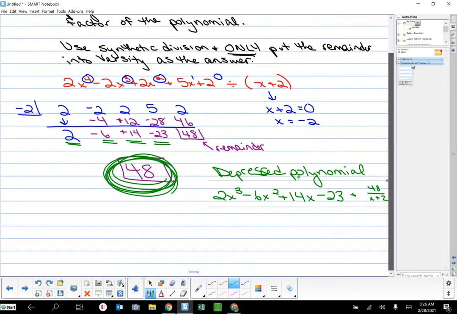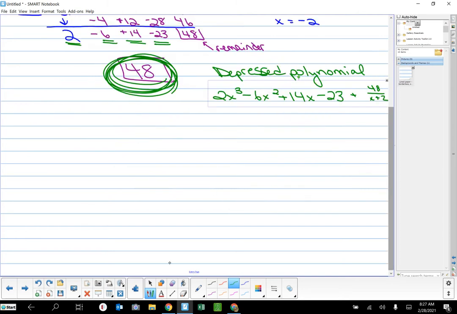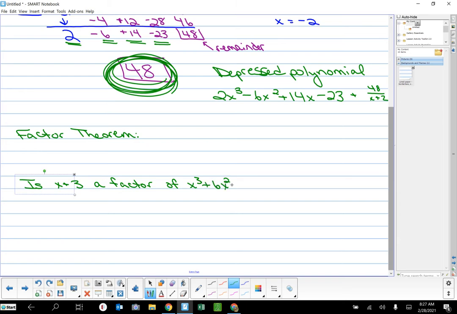There's another question that's similar that says this. Use the factor theorem to determine if a binomial is a factor of a polynomial. So it says something like this. This question would look like, is x plus 3 a factor of x cubed plus 6x squared plus 8x minus 3?